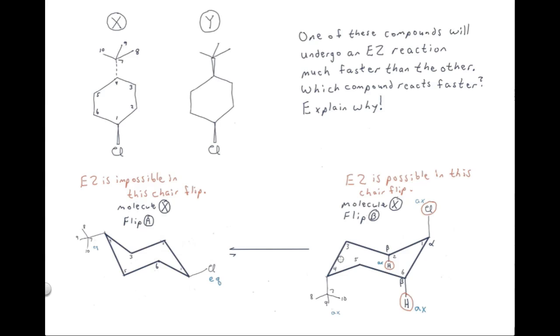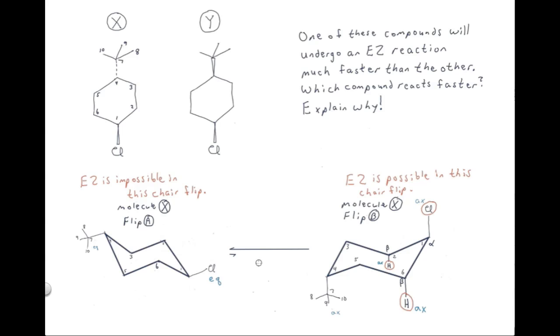Remember that when we move between the chair flips, the carbons on the far right and the far left stay the same. In this chair flip, carbon 1 is on the far right and carbon 4 is on the far left. So in this picture, carbon 1 is on the far right and carbon 4 is on the far left. And remember that since the chlorine is up in this chair flip, the chlorine stays up in this chair flip. Carbon 7 points down in this chair flip, so carbon 7 remains pointing down in this chair flip.